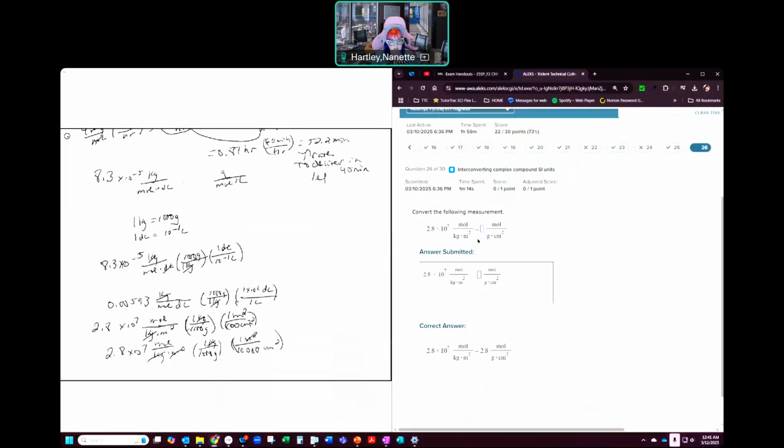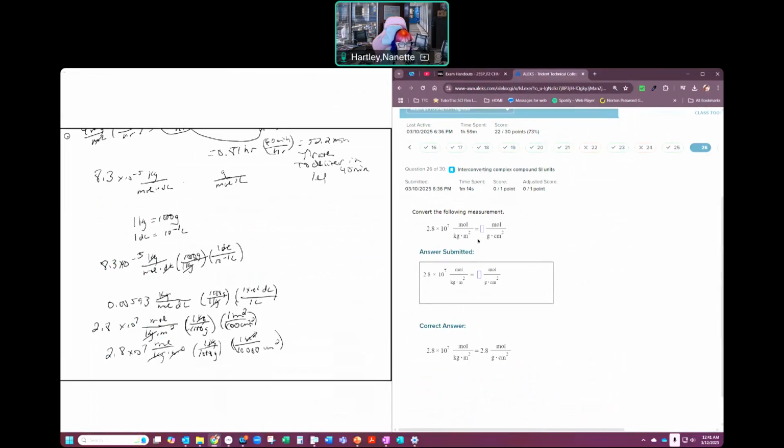Okay. And again, it's making sure that you do whatever you do for that unit. So if you want to square that whole thing, you got to square the number as well. So make sure that you take care of that. Whatever you do to the unit, you have to do to the number. That's why I'm having you do that, to make sure that you're treating them both the same way. Okay. So that's one.